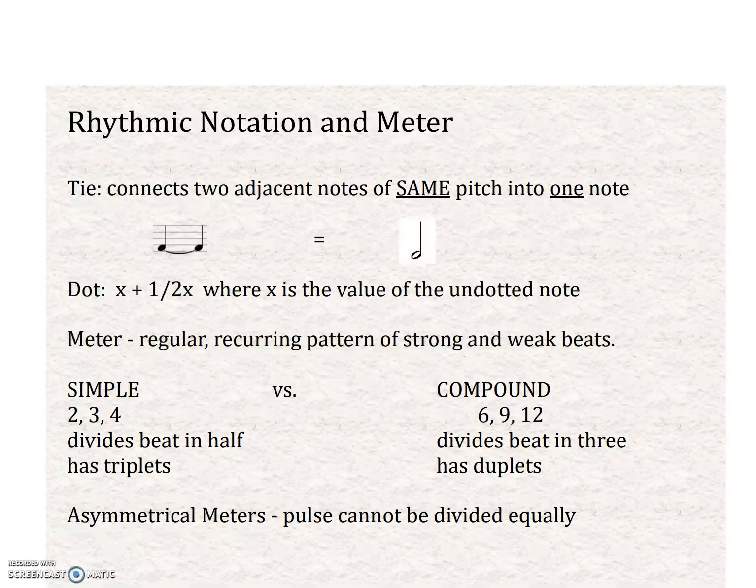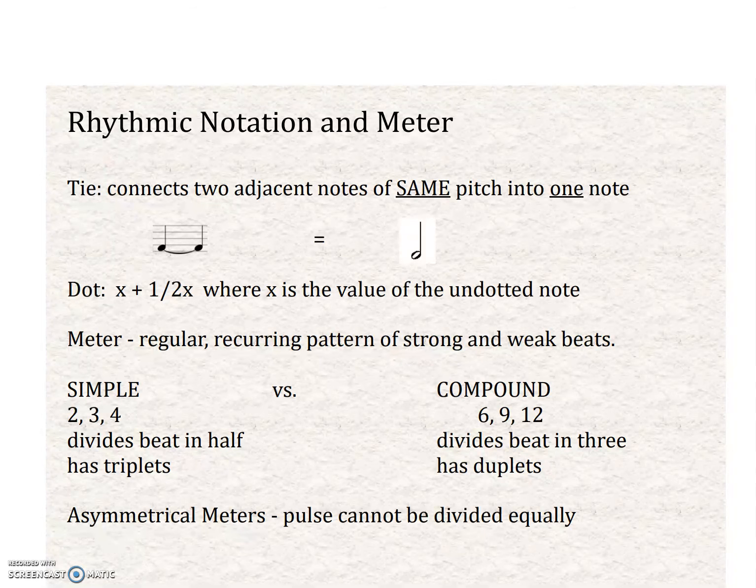Meter, meaning time signature. A fancy definition would be a regular recurring pattern of strong and weak beats. But let's just talk about it versus simple versus compound, okay? If it's simple, on top of the time signature is a 2, a 3, or a 4, and I don't care what's on the bottom. You could have 2/2, 3/8, 4/16. It's still simple time.